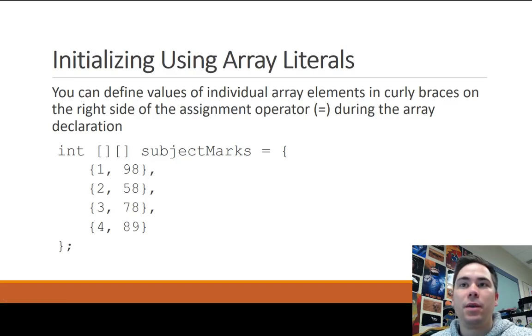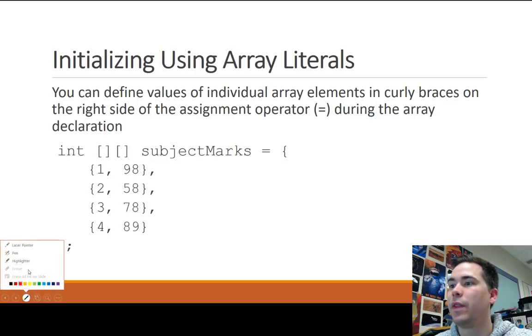So initializing using array literals. You can define values of individual array elements in curly braces on the right side of the assignment operator, equals, during the array declaration. So what this looks like: we have our int, we have our multi-dimensional array, subject marks, and then we have our curly braces. What's happening here is we're defining values of individual array elements in curly braces on the right side of the operator during the array declaration. So this would go into 1, this would go into 2, this would go into 1, this would go into 2, 1, 2, 1, 2. Okay, so I'll just draw that on there.